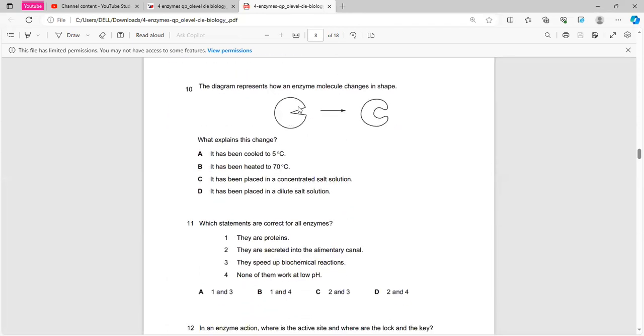Now in question number 10, they asked that the molecule has changed shape. Now the molecule changes shape in either extreme cold temperatures or in extreme heat temperatures. So option A.